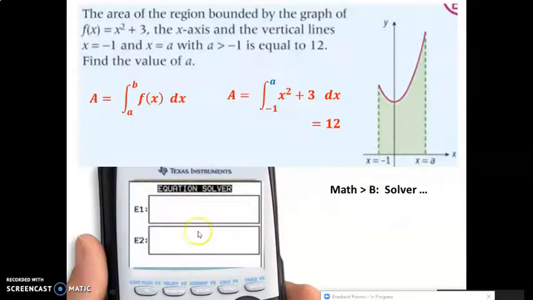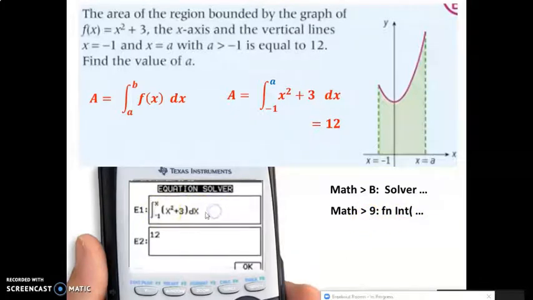This is the screen you should now see. Now it allows you to put in two equations. So we're going to solve this equation because this is equal to this. We're going to enter this integral as equation 1. To do that, you're going to press the math button again, and then number 9 is FNINT, which is the integral function.